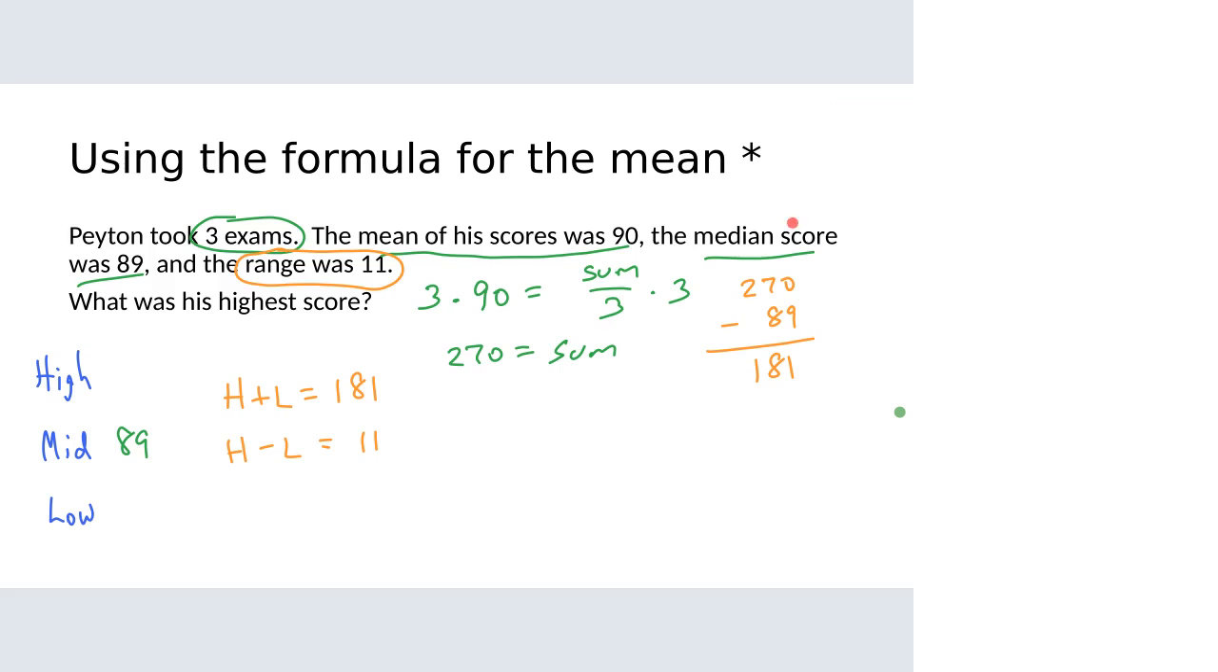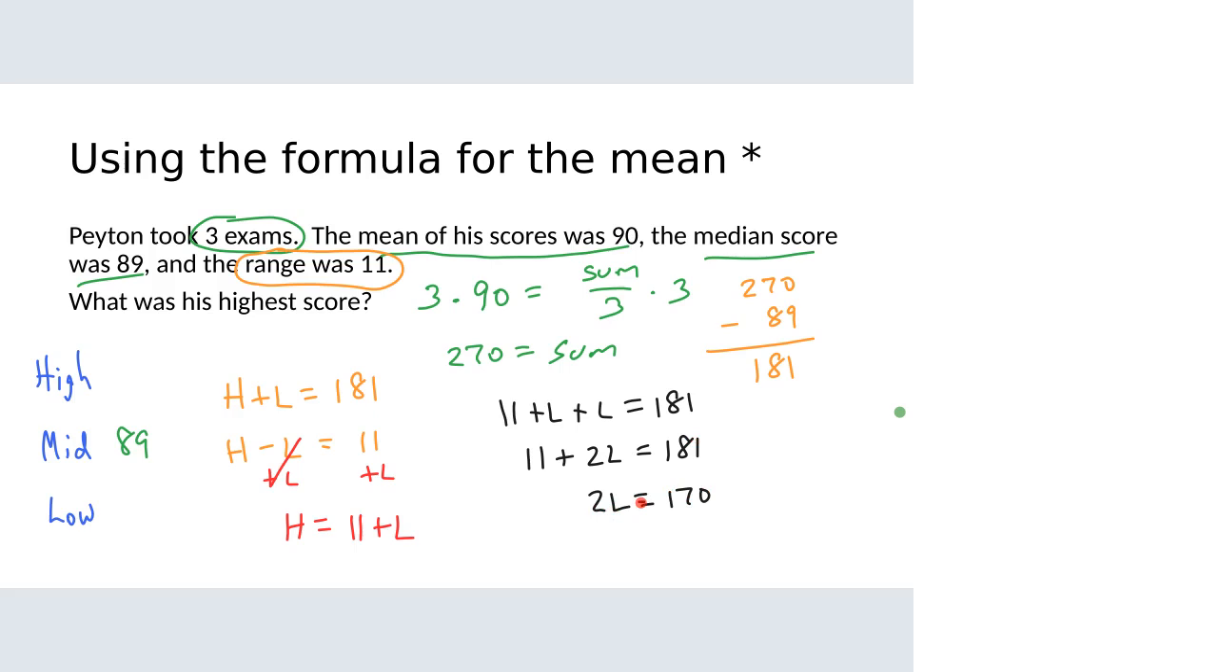What I'm going to do here in order to use substitution is get rid of that negative by adding L to both sides. So H is just going to be 11 plus L. What that means is in the other equation, wherever I see an H, I can put 11 plus L. So I'll have 11 plus L plus L is 181. So 11 plus 2L is 181. We're going to subtract 11 from both sides so that 2L is 170. And then finally divide both sides by 2 so that L is 85.